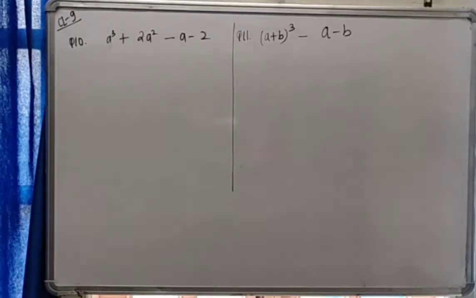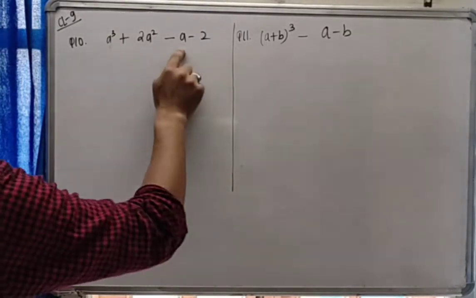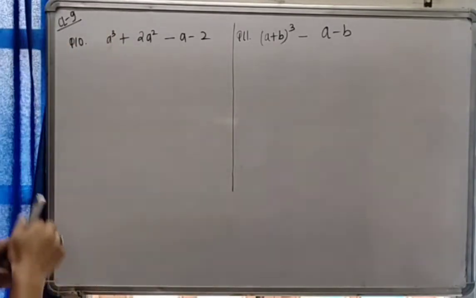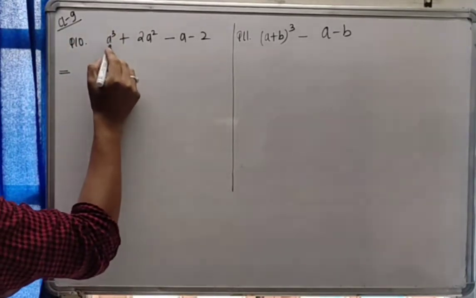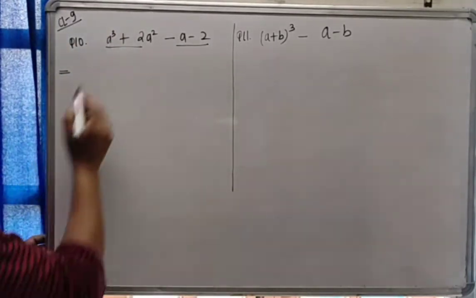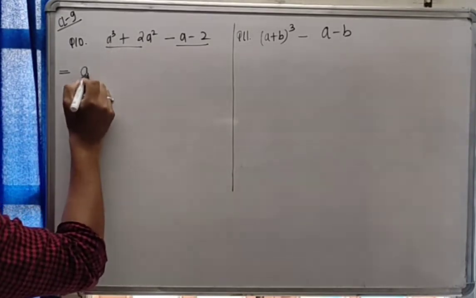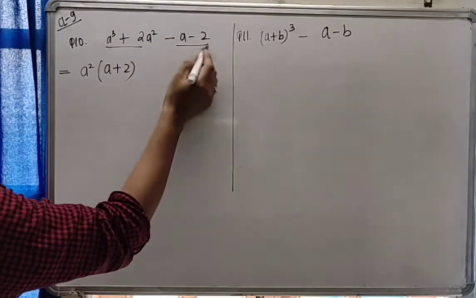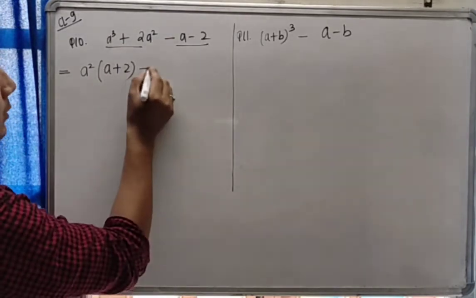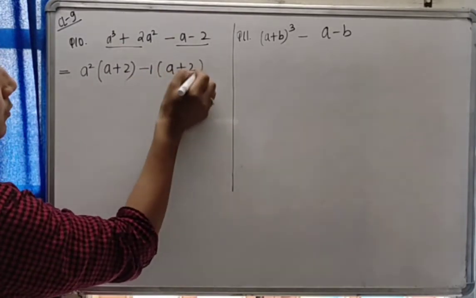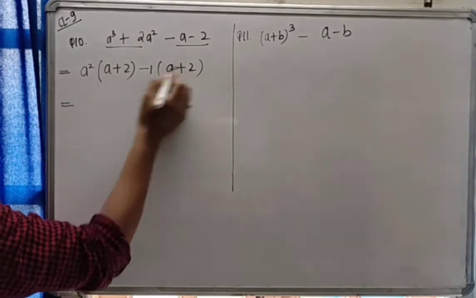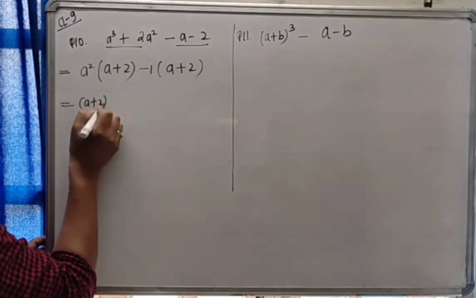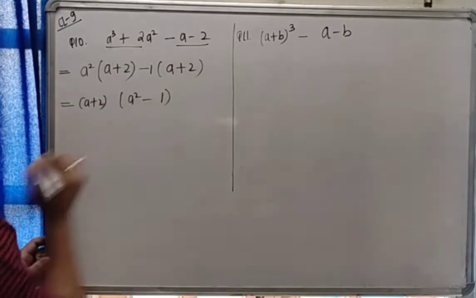Alright boys, let's proceed with question number 10. So this is your question and this is your question. Okay, so from here I'm making into groups. From the first group, a square is common, so I can take it as a plus 2. From the last two numbers, minus 1 is common, so a plus 2 again. So therefore a plus 2 is common, so a plus 2 into a square minus 1.